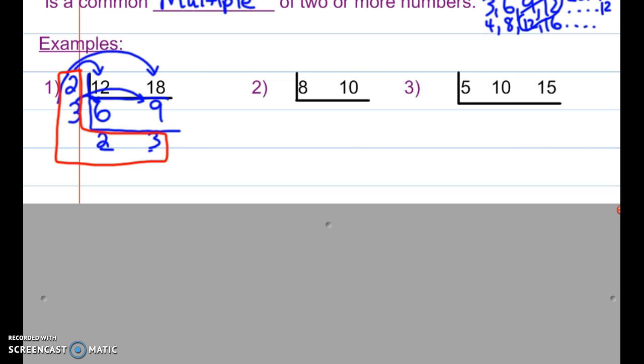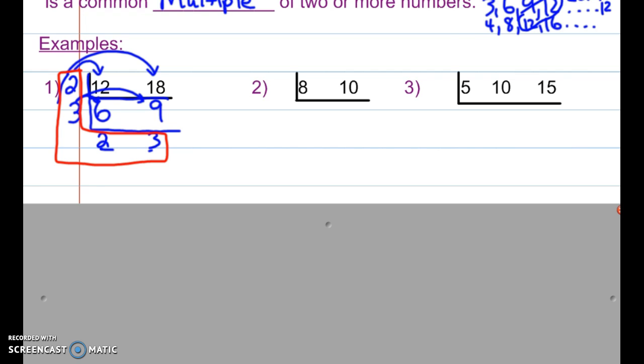L for LCM and G for GCF. Just keep in mind that if we were finding the GCF, we would only use the common factors on the left, whereas for LCM, we're going to take into account all of the factors at the left and the bottom. So if you will pause your video and block in those factors.